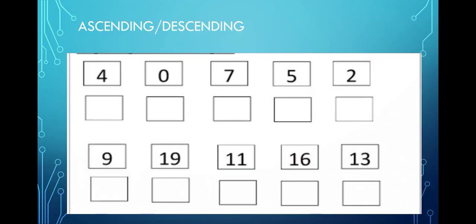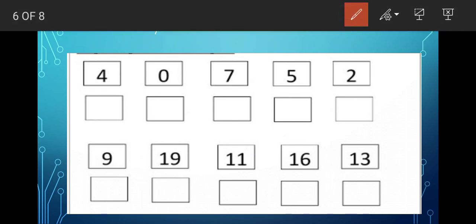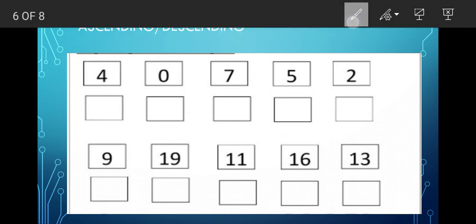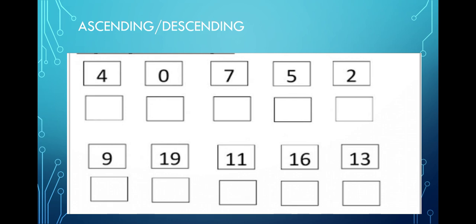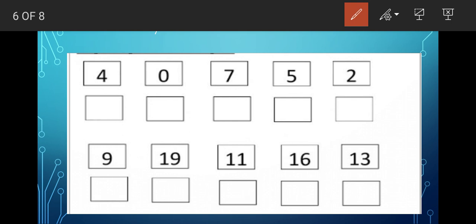Now let us do this sum. Two examples I have taken. So here only we will do both the ascending and the descending. Now you tell me which is the first we are going to do. First, we are going to do the ascending. Ascending means smallest to the biggest, isn't it? So let us first do ascending order.